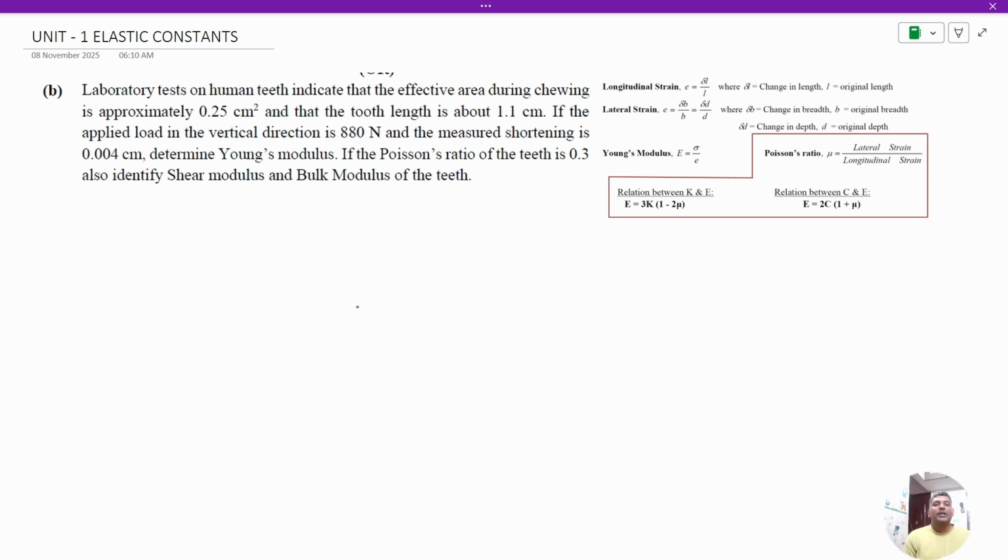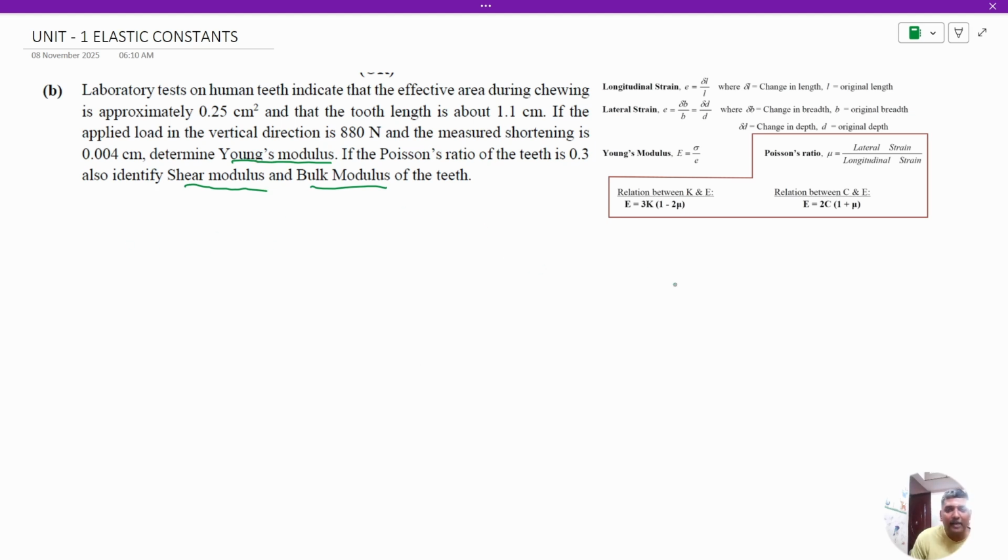Just write what the given data are. First, once you identify this, you know what data they are asking for. What are they asking? They are asking Young's modulus. They are asking shear modulus. They are asking bulk modulus. Okay, so just identify the relations with respect to these.